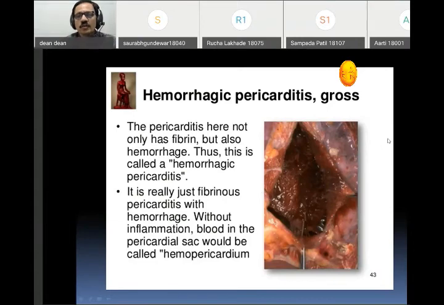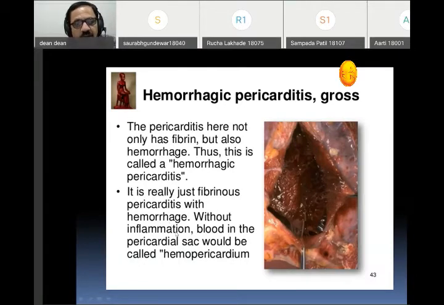So this is hemorrhagic type of pericarditis. These are the two layers. In between that, there is blood. So that's what we call a hemorrhagic type of pericarditis. The pericarditis here not only has fibrin, but also hemorrhages. Fibrin is there, inflammatory cells are there, hemorrhages are there. That's why you are calling it a hemorrhagic type of pericarditis. It is really just fibrinous pericarditis with hemorrhage.